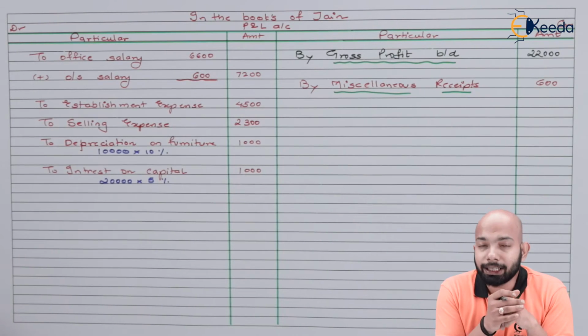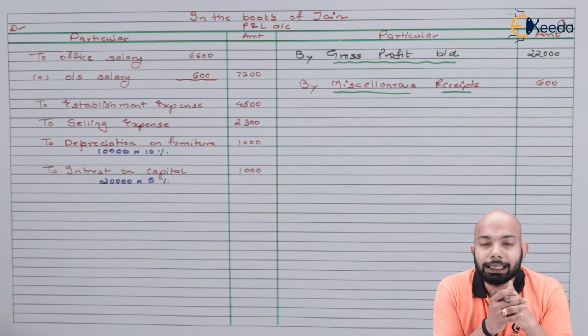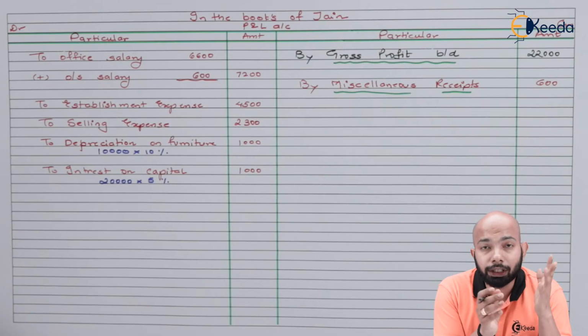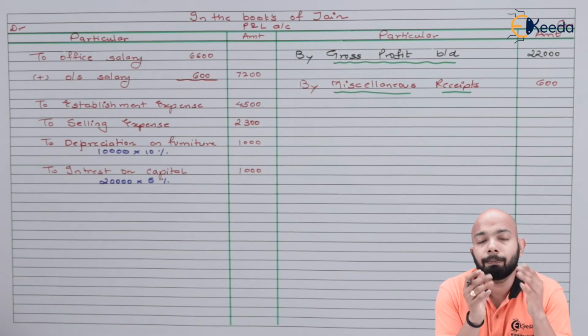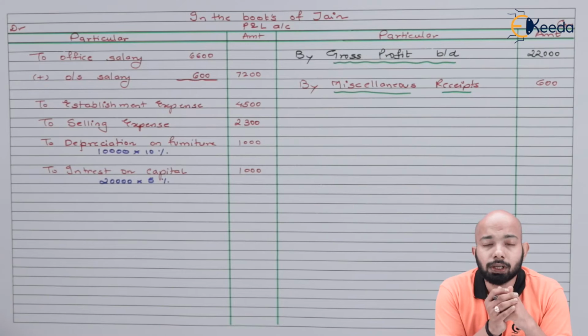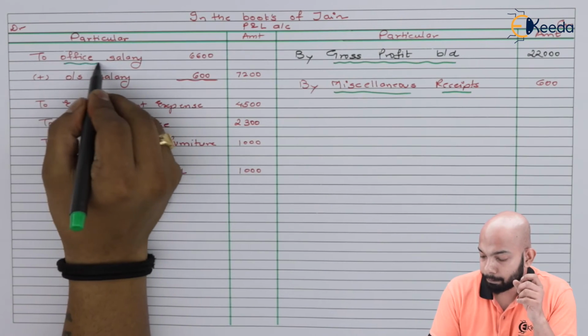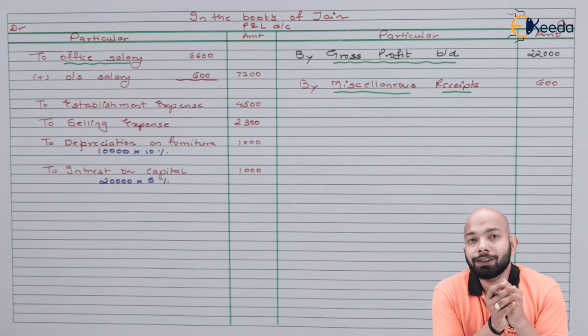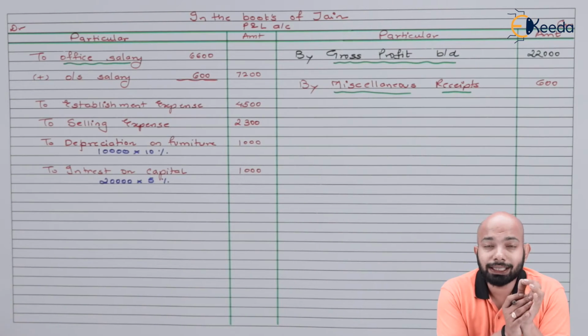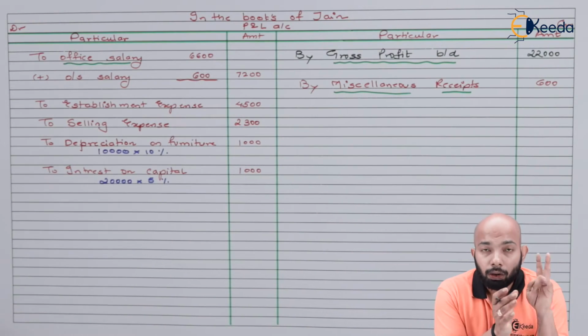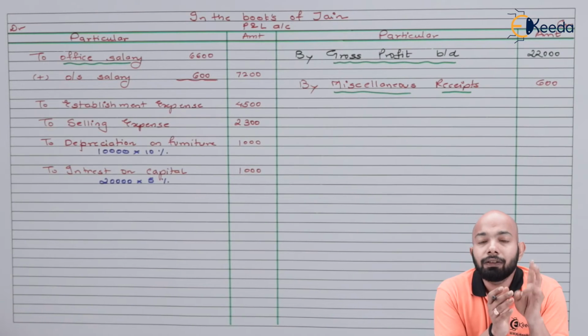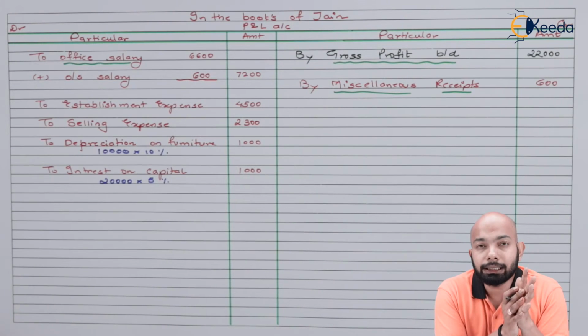Now, when it comes to the debit side, all the expenses that are related to office and administrative work, including the selling expenses as well, will be a part of the debit side of the profit and loss account. So, let's start with the first part, that means all the items that are related to the debit side of profit and loss. First is the office salary, which has been mentioned as 6,600 as given in the trial balance. Also, related to salary, we had outstanding expenses of somewhere around 600.